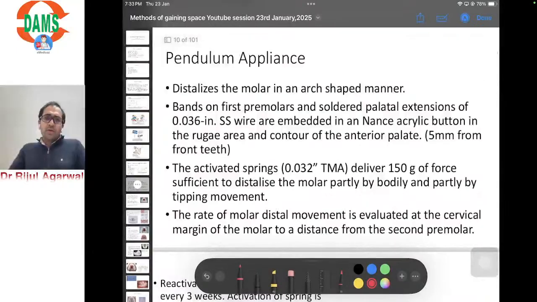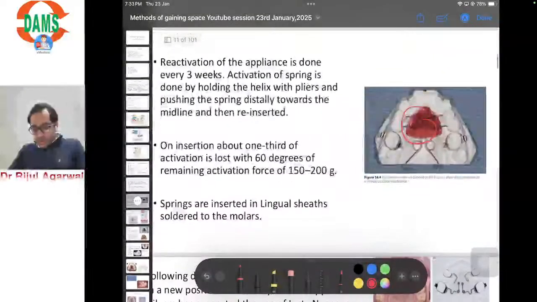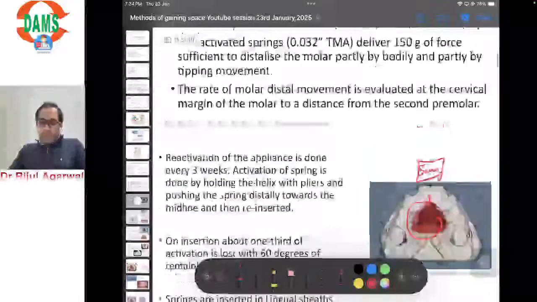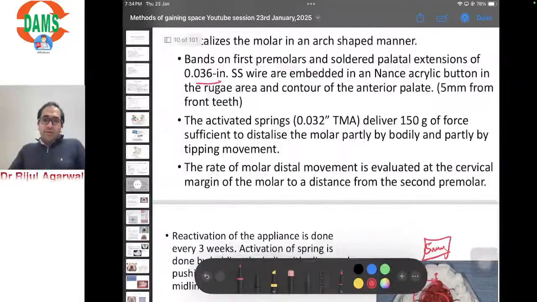So what is a pendulum? It distalizes the molar in an arch shaped manner. What is the construction, or how does this appliance look like? It has bands on the first premolars which are soldered using parallel extensions with 0.036 inch stainless steel wire embedded in a Nance acrylic button in the rugae area along the contour of the anterior palate. This Nance palatal button should be at a distance of 5 mm from the anterior teeth.